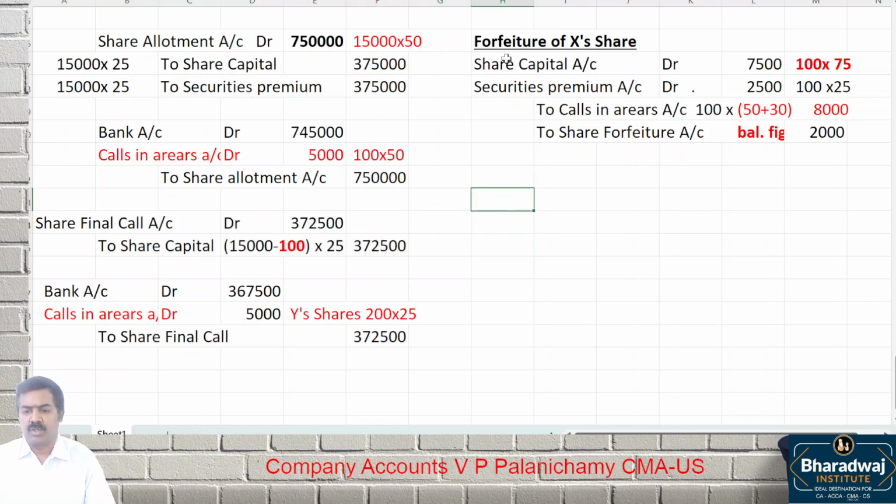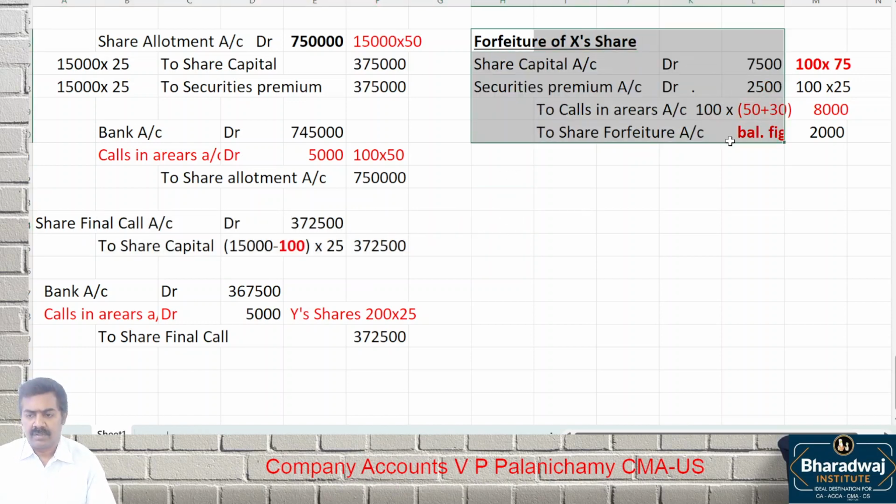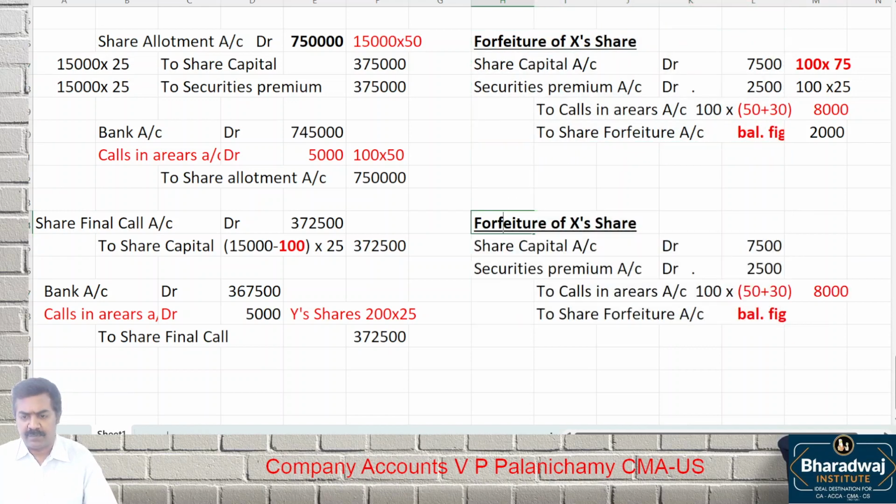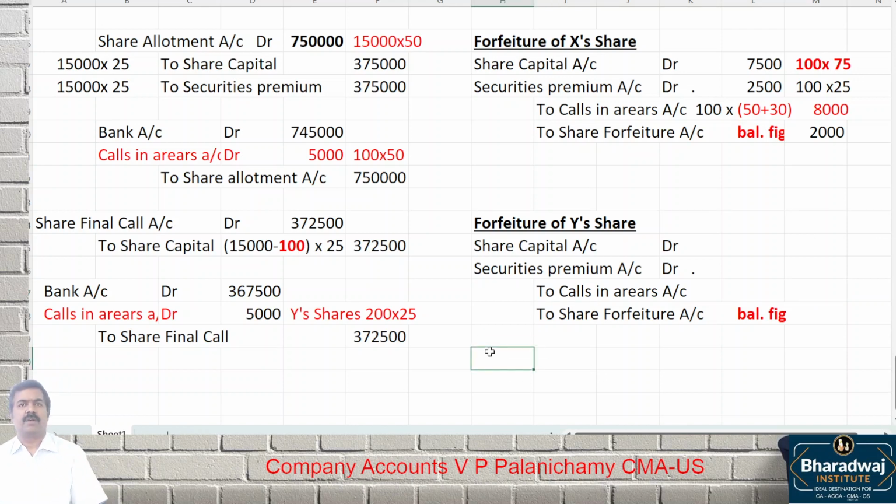Now the final call is over. Now what can we do? For forfeiture of which share? Y share. For forfeiture of Y share, now pay attention. How much will be debited to share capital account now? When Y shares are cancelled, after first call or after final call?